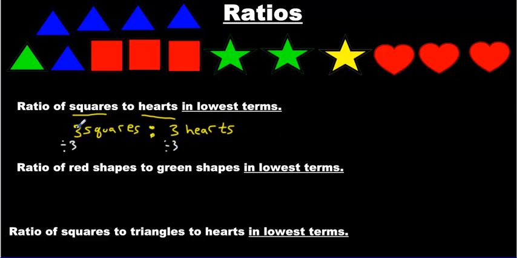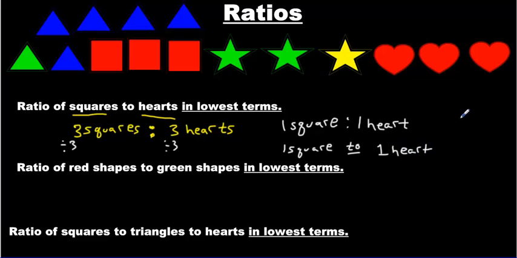And when we do that, we're going to get 3 divided by 3 is 1 square. Dot dot. 3 divided by 3 is 1 heart. And we've effectively reduced this ratio. We have a ratio of 1 square to 1 heart. We can also write it like this. We can write 1 square with the word 2, 1 heart.